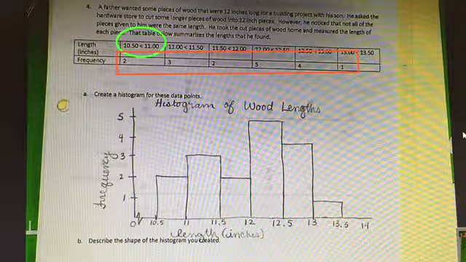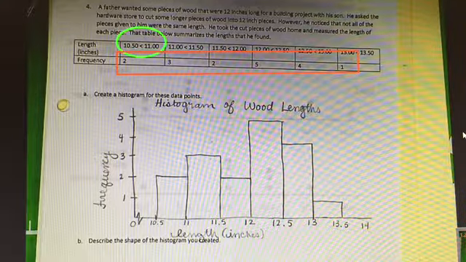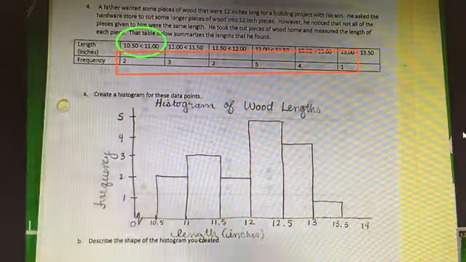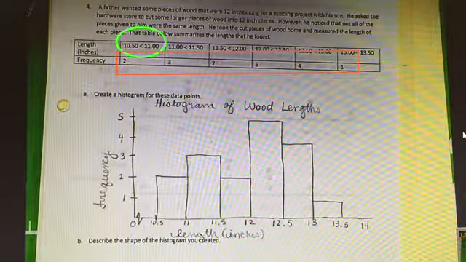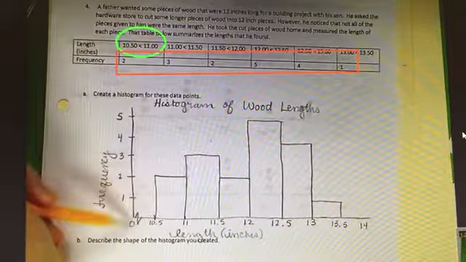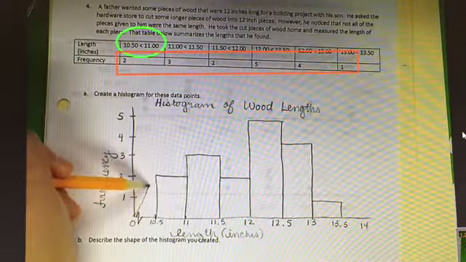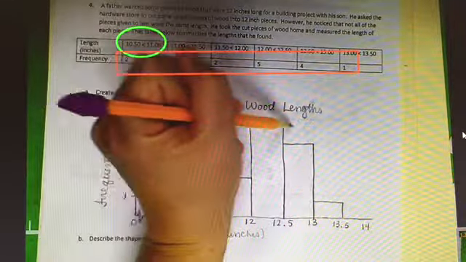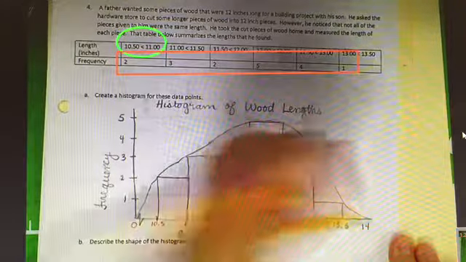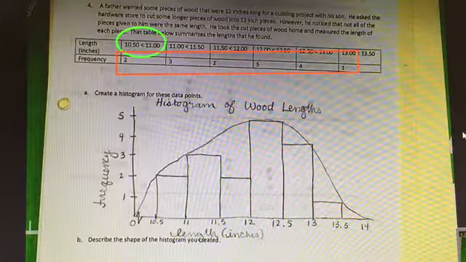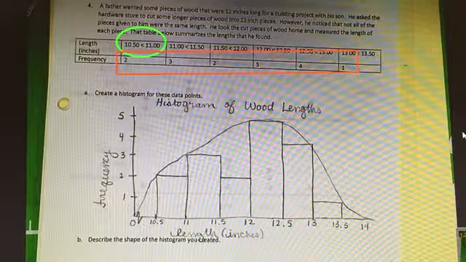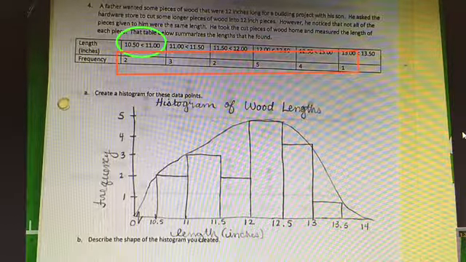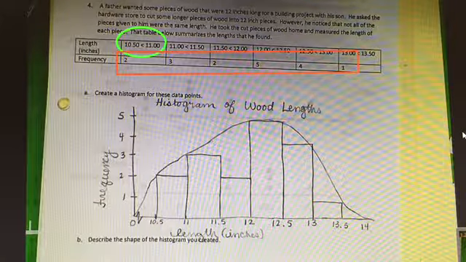So B says describe the shape of the histogram you created. Which shape do you think this histogram would be considered? What do you think, Reese? Okay, Reese says skewed right. So let's draw in our outline. Remember, we're going to hit the corners of our histogram up and over. Okay, Tyler, what do you think? He says skewed left. Reese says, never mind, just kidding.